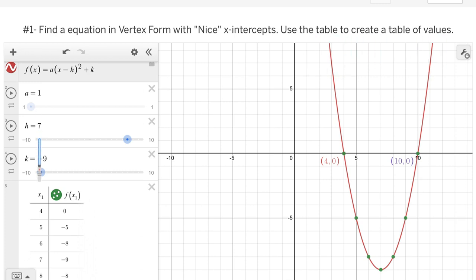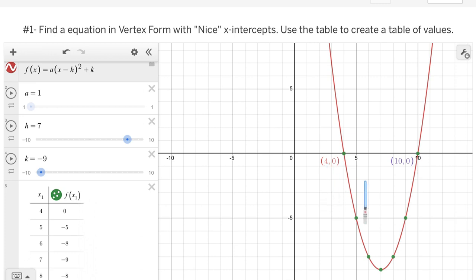So what I can do is A is locked in place, so I can't do anything with A. But I can slide H, and I can slide K to be whatever number I want it to be. I picked these two values for my H and K because they gave me really nice x-intercepts, right? The place where it crosses the x-axis here and here. So I have one x-intercept at 4 and the other x-intercept at 10. That's what I mean when I say nice x-intercepts.